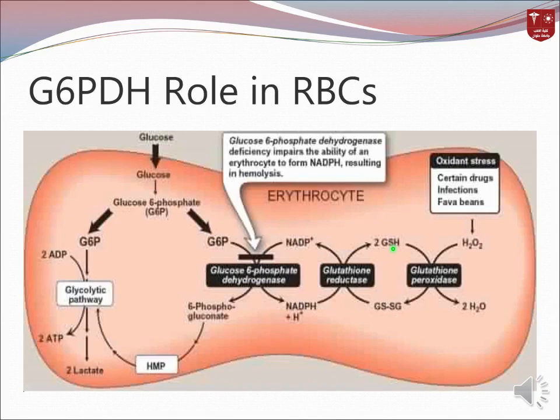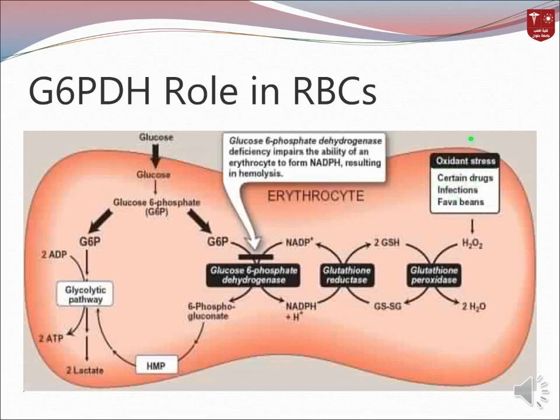The red blood cell now has a changed shape. It will be recognized by the spleen as a foreign cell, and the spleen will break down this cell. So all these will lead to hemolysis of red blood cell and chronic hemolytic anemia. Of course, this free radical can also be accumulated by any oxidative stress which attacks the body, like certain drugs, infections, fava beans.